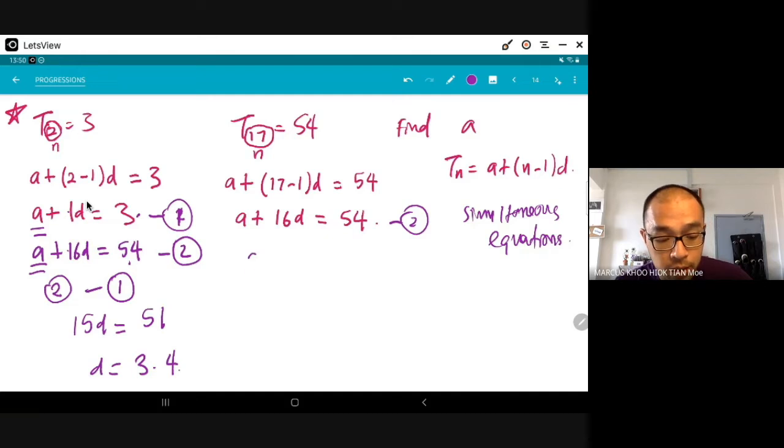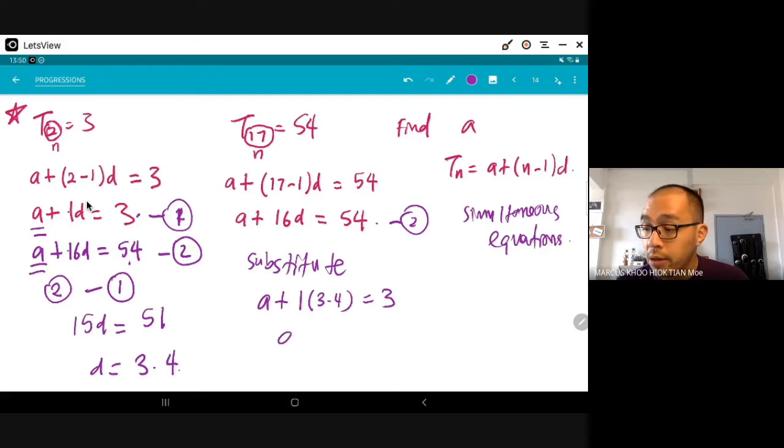Saya substitute lah. Okay, ini adalah macam simultaneous equations yang biasa. Okay, A plus 1 times 3.4 equals to 3. Can I get the value of A, please? Okay, very good. Negative 0.4. Okay, so negative 0.4.